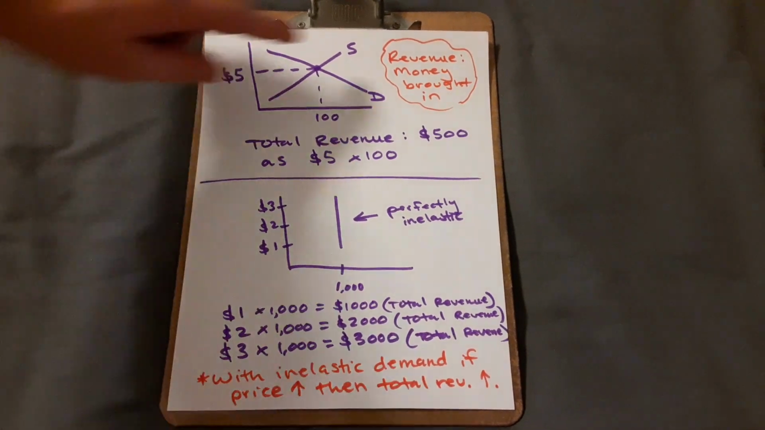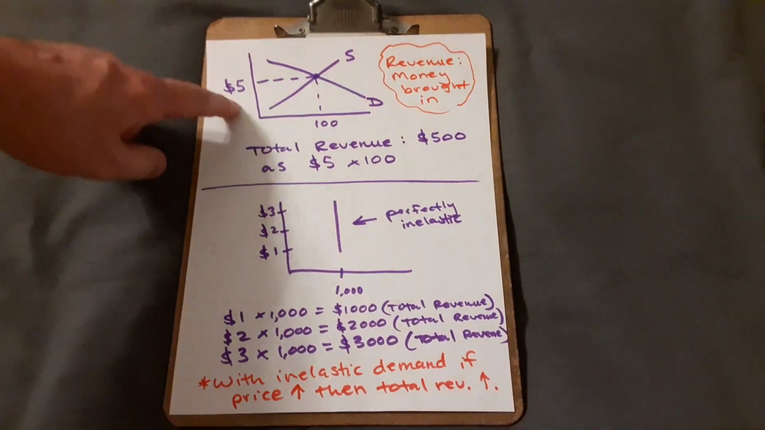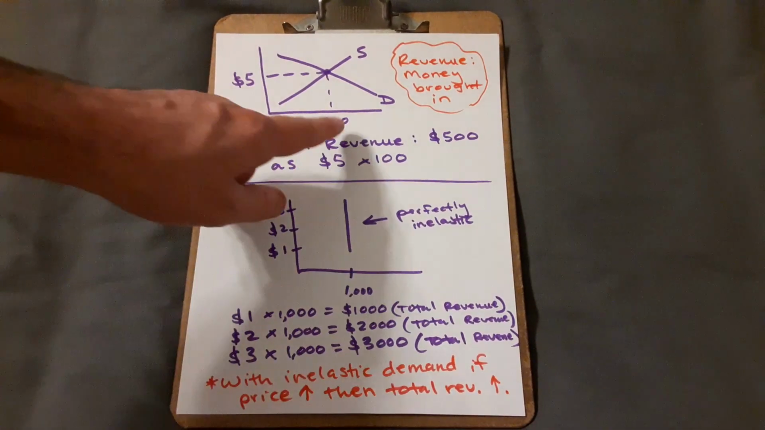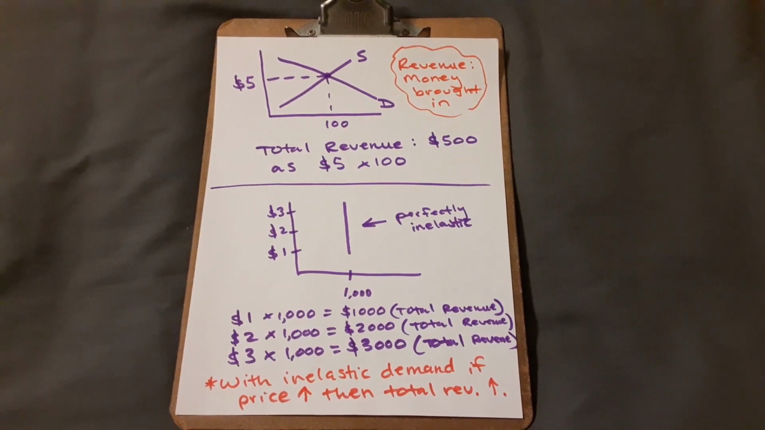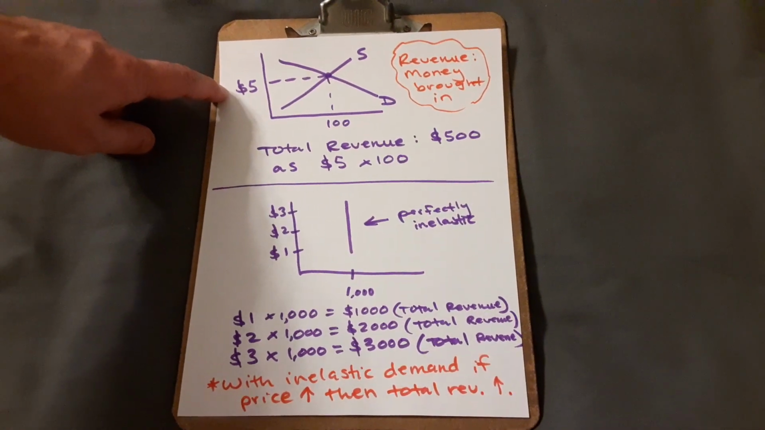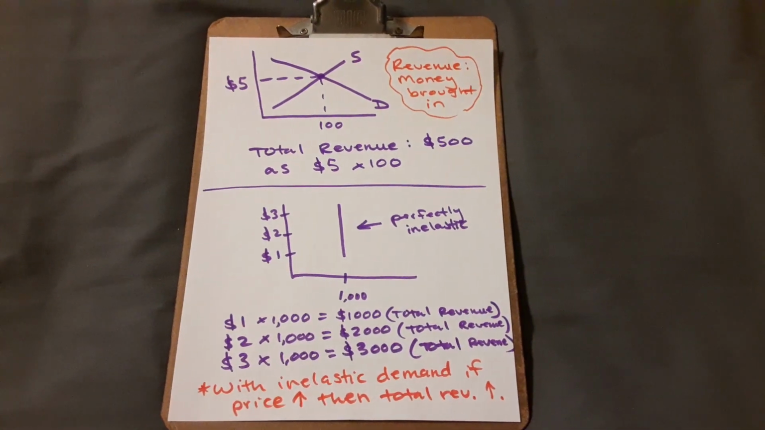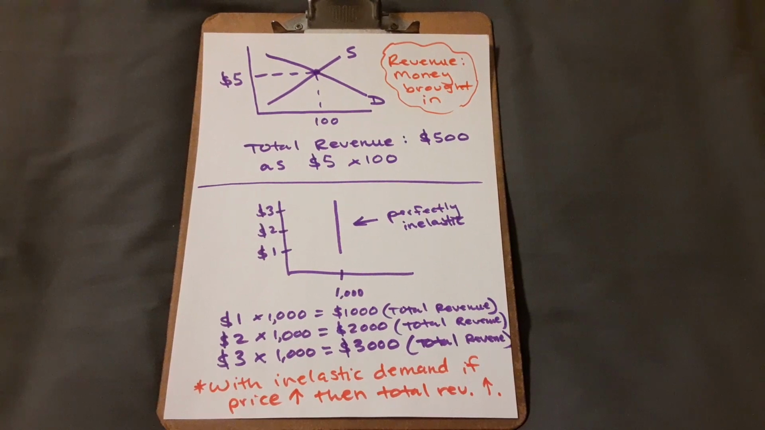First is revenue. Revenue is just money brought in. It's just your sales. So if you take a look at this demand curve where the equilibrium price is $5 and the equilibrium quantity is 100, that would be total revenue of $500, right? Because $5 each, 100 sold, 5 times 100 gives us $500. That's $500 of revenue. You can call it sales as well.